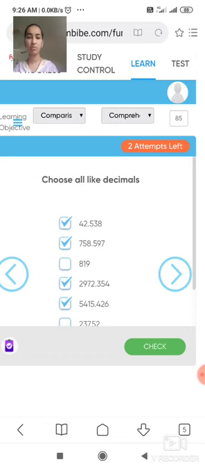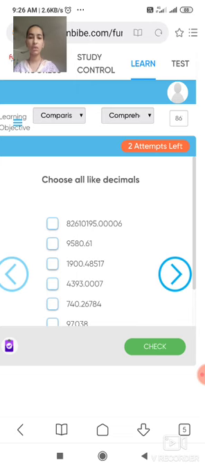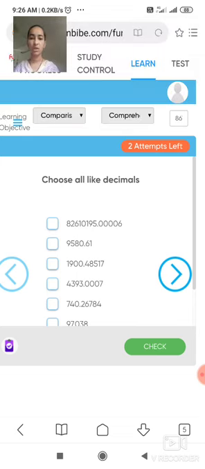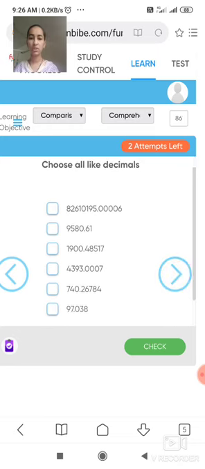Let's take another example. Choose all like decimals, okay? In this example, which are like? Yes, after the decimal there are 4 digits here, 4 digits here, and here also 4 digits. That means only these 3 are like decimals, okay?